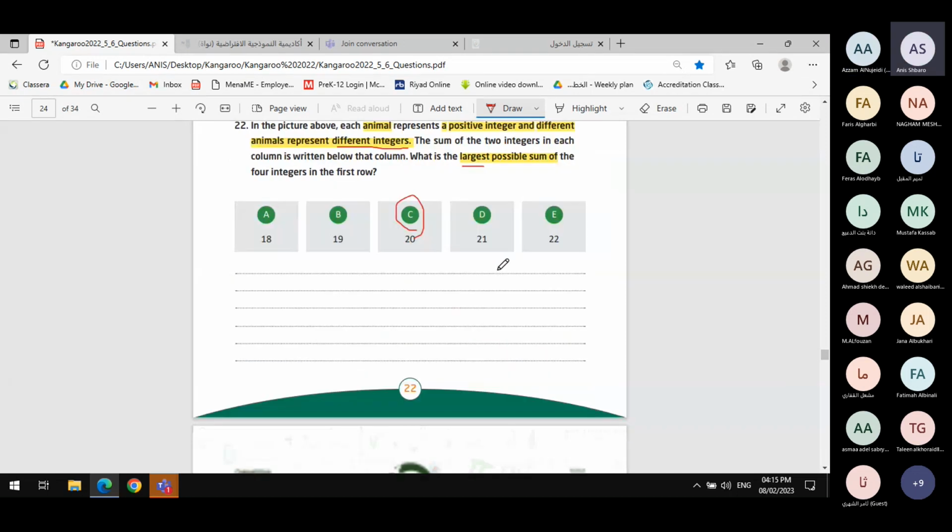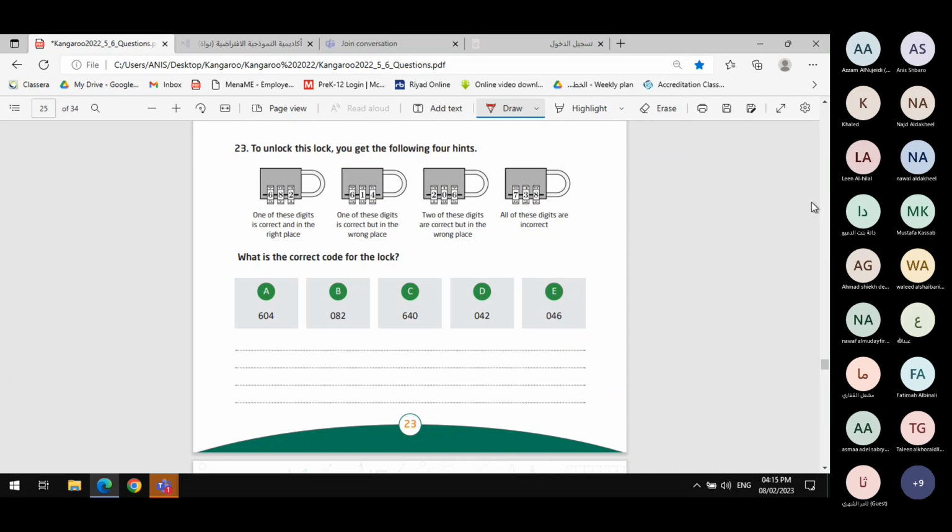Okay, let's move on. So Khalid, 23. To unlock this lock, you get the following 4 hints. One of these digits is correct and in the right place. One of these digits is correct but in the wrong place. 2 of these digits are correct but in the wrong place. All of these digits are incorrect. Okay, so what idea do you have? What should we do here?